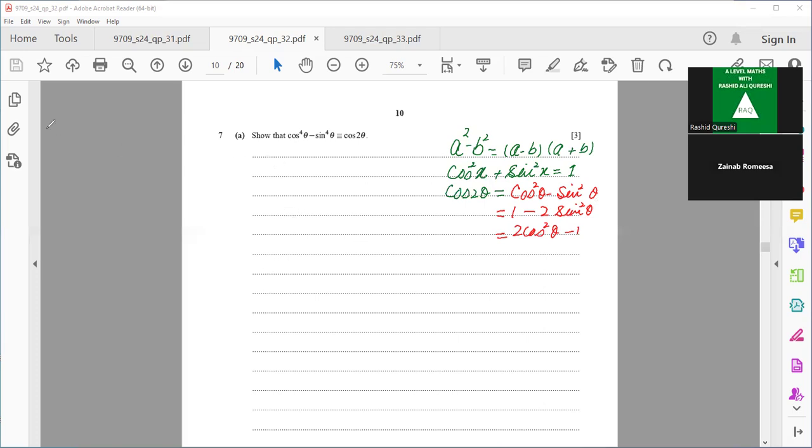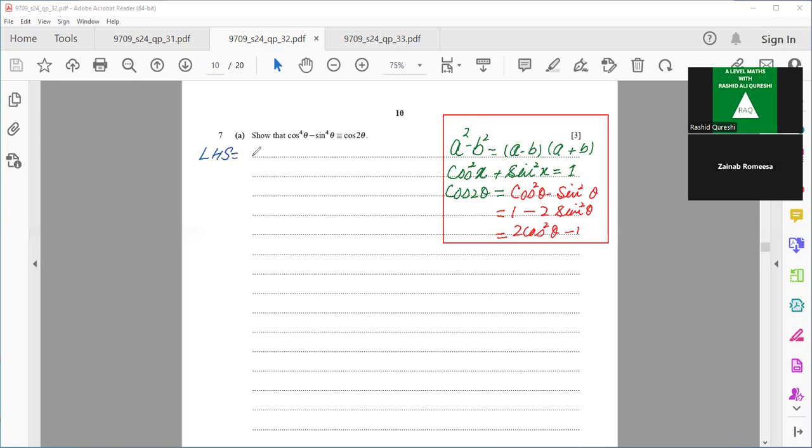So I will start from the left hand side. These are the formulas. You have to remember these formulas. These formulas will be used over here. So I will start with the blue marker.